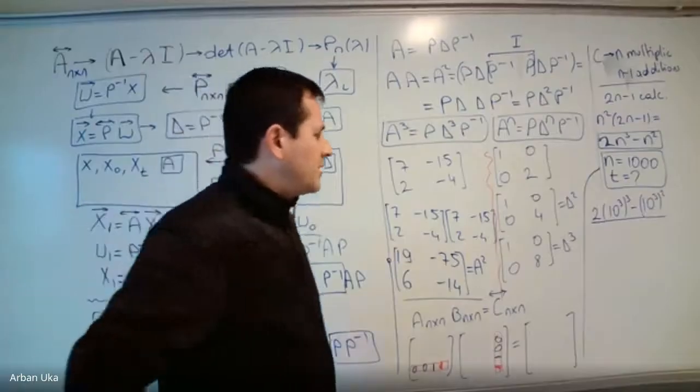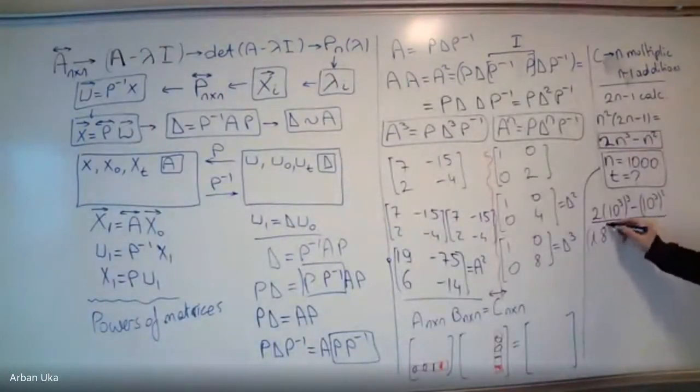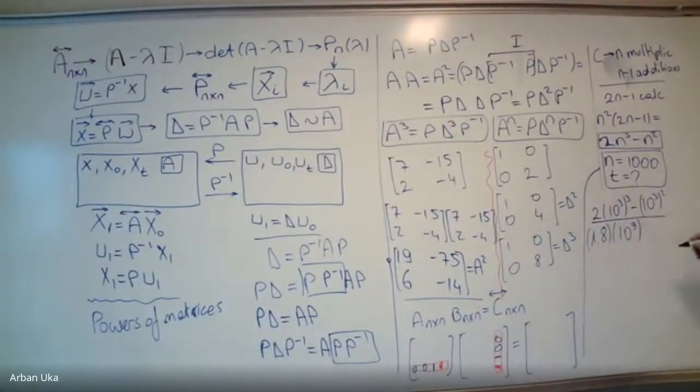So 1.8 gigahertz is something like this. So this is going to be 1.8 times 10 to the power 9. This would be the number of calculations per second. So this would be equal to 2 divided by 1.8, which is approximately 1.